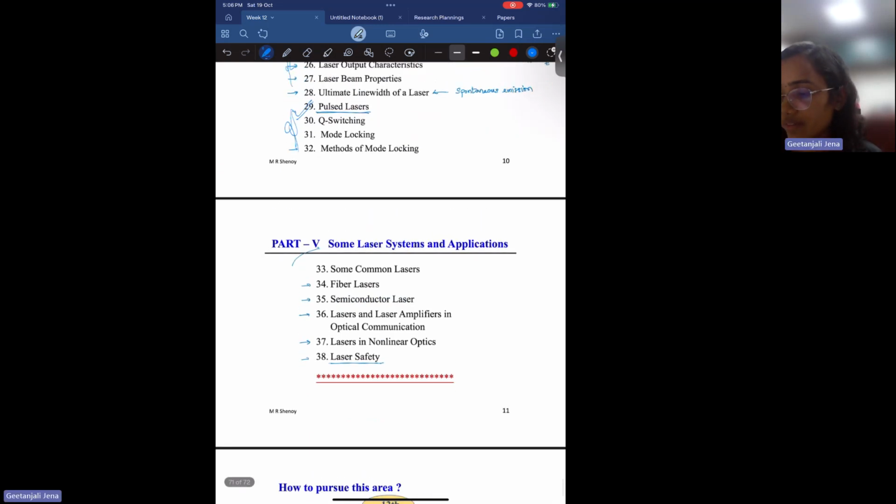And in the last part, we have discussed the different types of laser, some common lasers, Nd:YAG, diode pumped solid-state laser, fiber laser, semiconductor laser, and the different types of laser and amplifier that are used in optical communication, and how you can use laser for studying any non-linearity of a medium, and what are the safety precautions that should be followed while working with laser. Okay, so this summarizes the week 12 content.